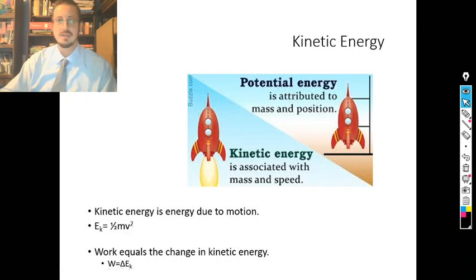Work kinetic energy theorem is an incredibly useful theorem when we think about objects. Objects can't just change their kinetic energy, right? Because energy is neither created nor destroyed. So objects can't just change their kinetic energy on their own without any work being done to them or without any energy being expended. So anytime there's a change in kinetic energy, there must be some energy spent, some work done to cause that change in kinetic energy. And those two things are equal. Work equals the change in kinetic energy.